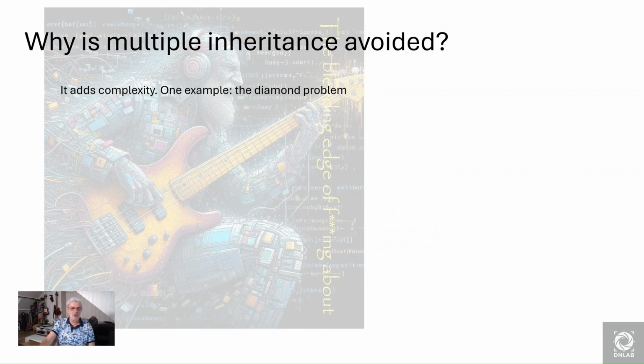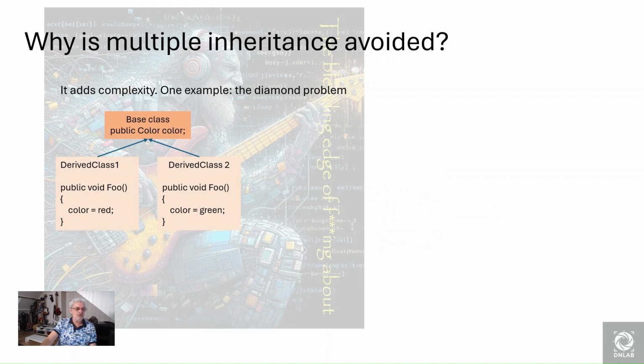I will give you an example, which is called the diamond problem. In this problem, we have a base class, and it has, for instance, a property of type color, which is called color. Now we are going to create two derived classes, derived class 1 and derived class 2. They both have a method called foo. Derived class 1 dot foo sets the color to red, and derived class 2 dot foo sets the color to green. At this point, you should probably get an inkling of what we are going to face. Indeed, we have a derived class. This derived class inherits from derived class 1 and derived class 2.